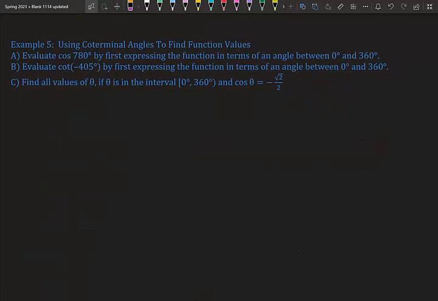Using coterminal angles to find function values. Evaluate cosine 780 by first expressing the function in terms of its angle between 0 and 360 degrees. We'll do the rest after. Alright, so part A. It wants us first to find the coterminal angle because it's between 0 and 360 degrees. So we do 780 minus 360, and we get 420. We need to subtract again, and we get 60 degrees.